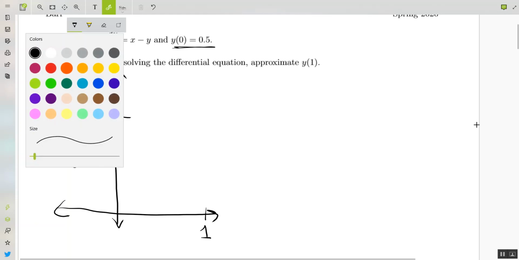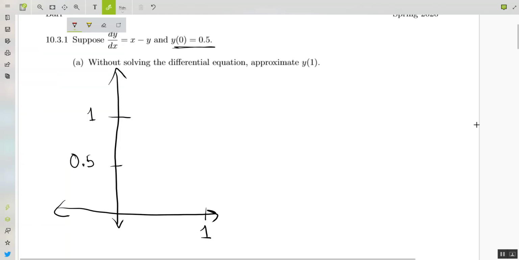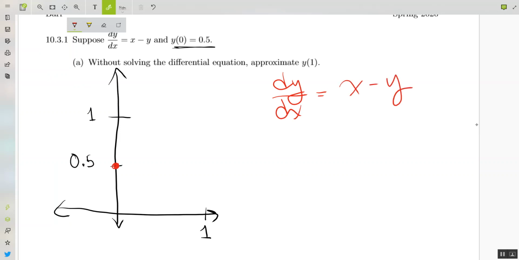Okay, so here's what I want you to think of. I know what the value is at 0. It's a half, yeah? So I know the value there, and I also know something else. I know that dy/dx, so I'm using the things I know, is x minus y. But I have a value for x and a value for y, so I'm just going to put that in here. 0 minus 0.5 is negative 0.5.